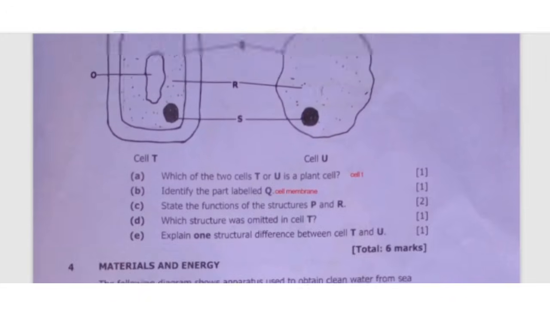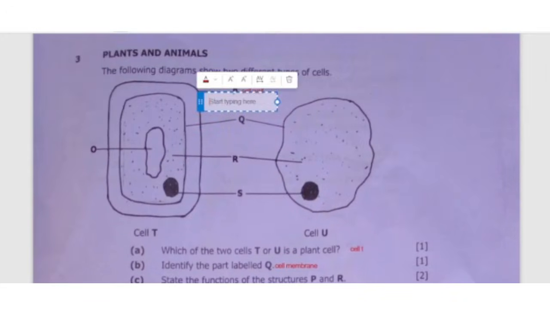Okay, we come to the function of the cell wall. Let me write it down here. The function of the cell wall, one, it gives shape to the cell. This is a plant cell, so I'm not going to repeat it. We know that this is a plant cell, so it gives the shape to the cell. That's why this shape has got a regular shape, because of the cell wall.